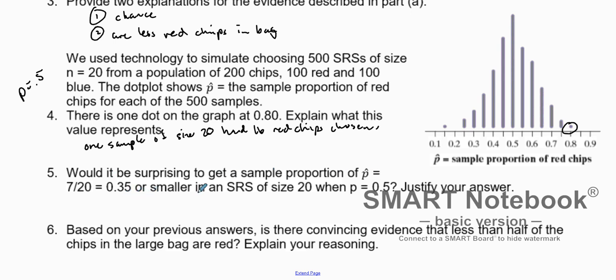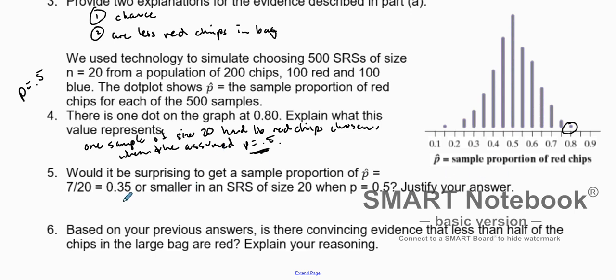So if we look at this, our SRS, when the sample size of 20 had red chips chosen, the assumed proportion was 0.5, because that's also important. We're assuming that this is going to be 0.5 when we chose it, because it could be something else. So we're assuming it's 0.5. And so justify your answer.